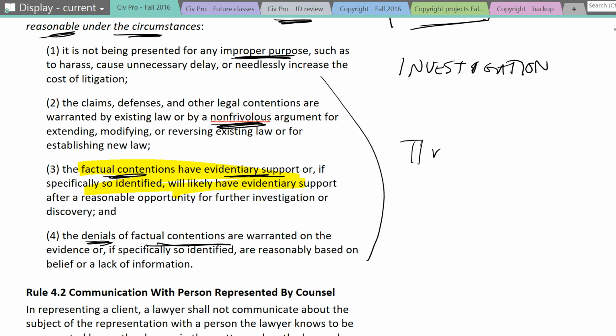Well, if P is going to sue D, P can't just call up D on the phone and say, "Hi, I'm going to sue you, buddy. Can you give me all the information I need in order to state a claim under FRCP 8A2?" D is going to say, "Take a hike."